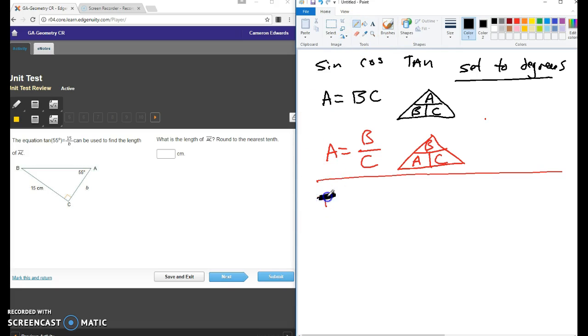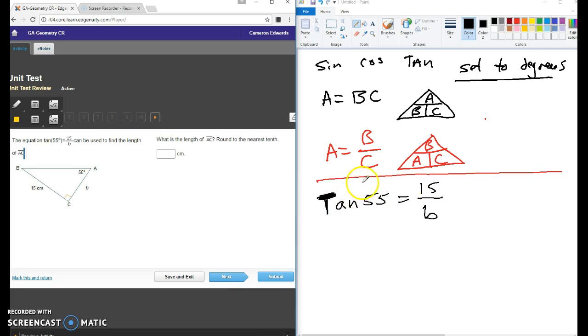Okay, whatever. Tangent of 55 equals 15 over B. What I want you to see is that it says this equation can be used to find the length of AC right here, which is the side I'm trying to find. So what they're telling me is the tangent of this angle and this number 15 centimeters can be used to find the length of that. That's pretty cool. They've plugged it into this formula and given you the formula.